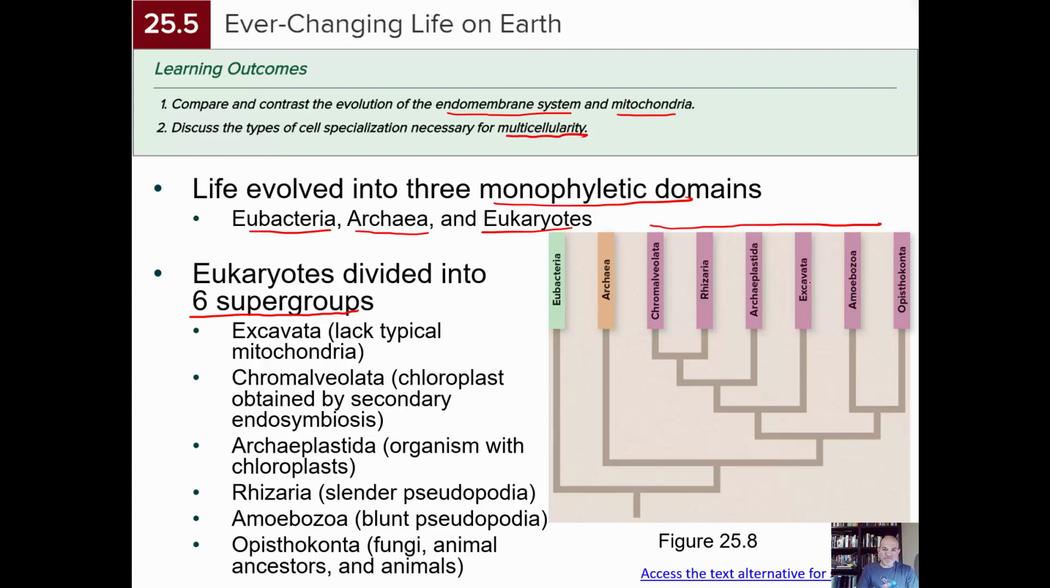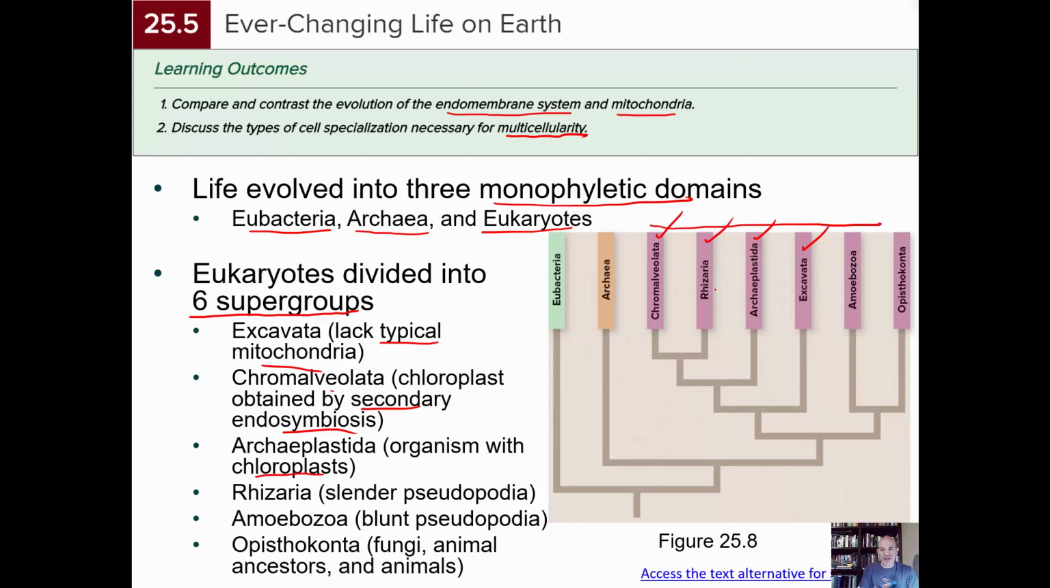There's the Excavata, and these have atypical mitochondria. The mitochondria have gone through some changes, loss of some functioning, and so on. And we'll see that when we look at the Excavata. The Chromalveolata, if they do have chloroplasts and do photosynthesis, they were taken in by a process called secondary endosymbiosis. Talk about that in a little bit. The Archaeplastida, these are your other photosynthetic organisms. They include algae and land plants, and all of them have chloroplasts in this group. That's not true for the Chromalveolata.